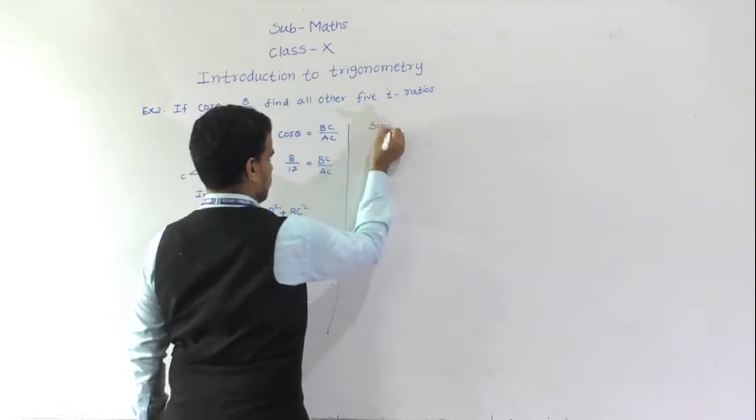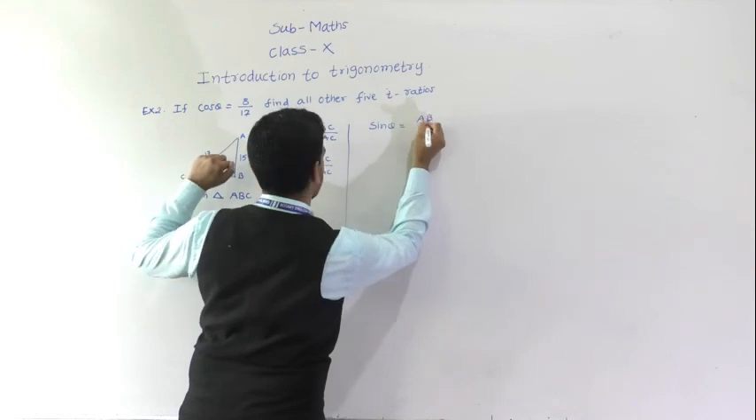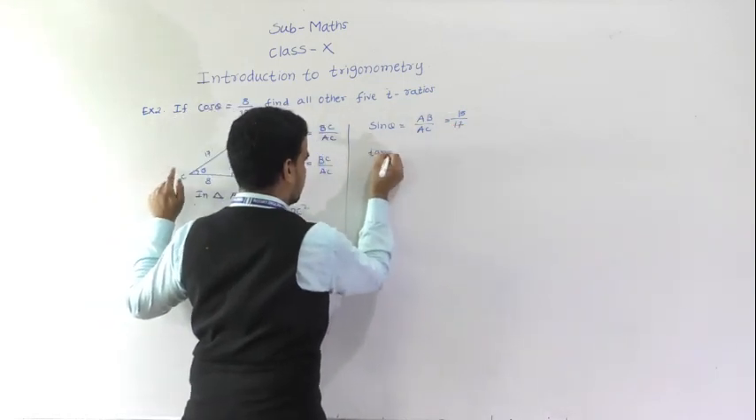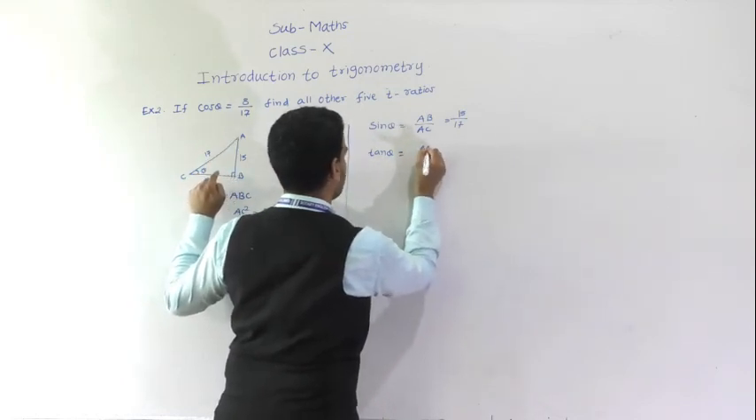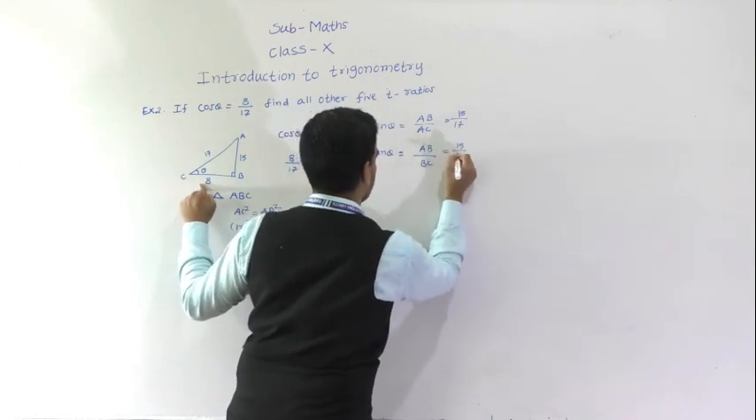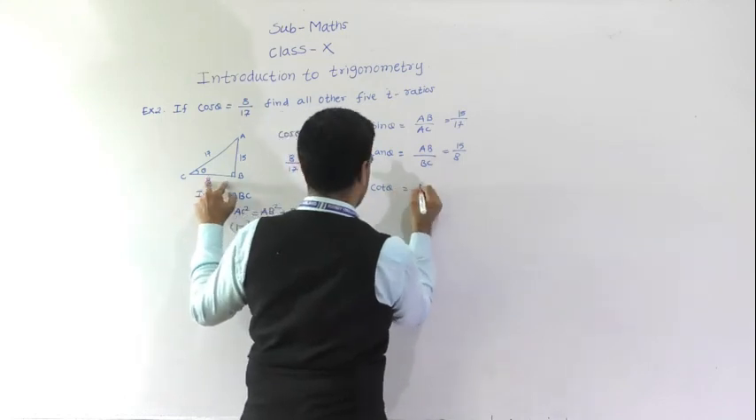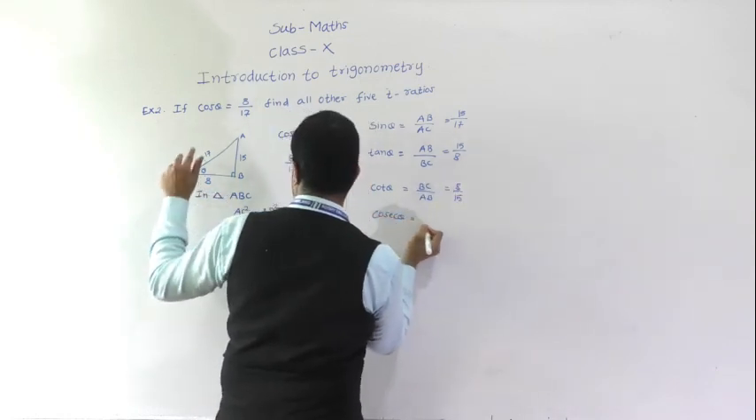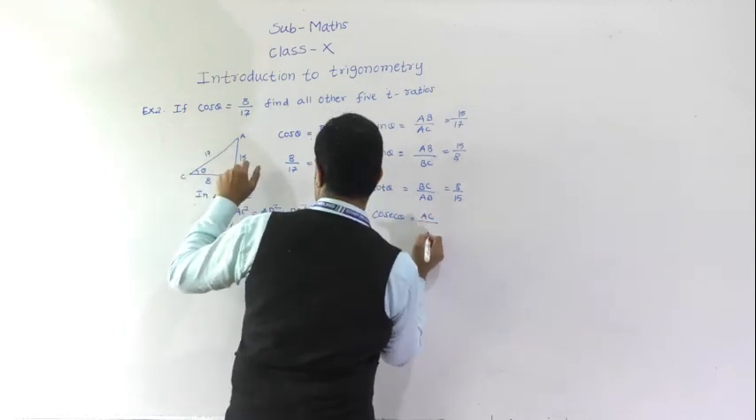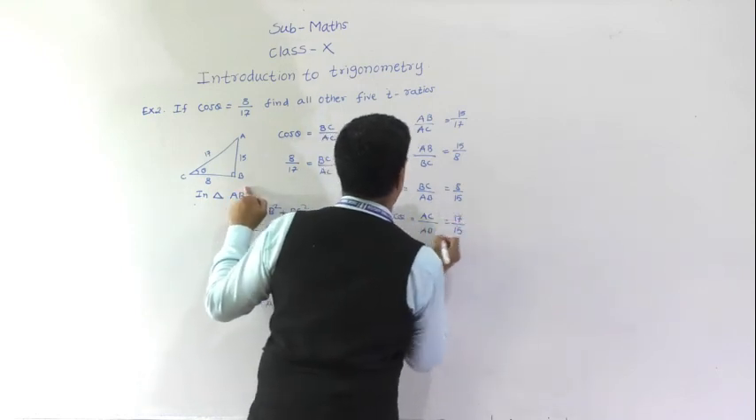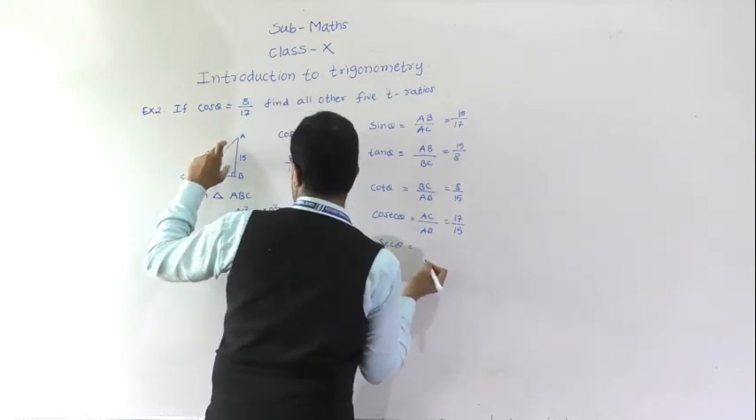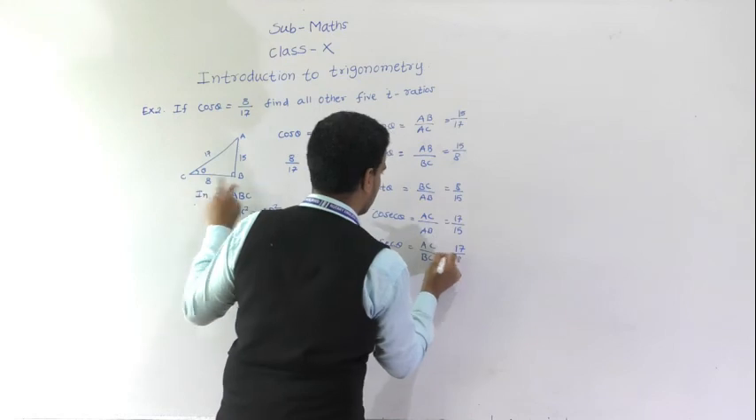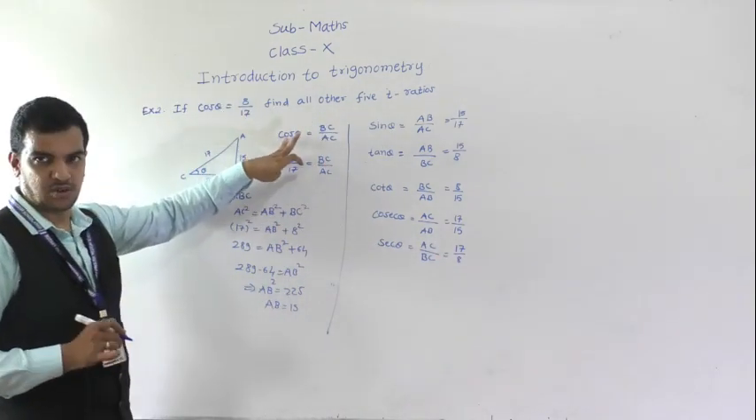So sine theta, that is the opposite side AB divided by AC, so 15 by 17. Cos theta is already given. Then tan theta, opposite side AB upon adjacent side BC, so that is 15 by 8. Next, cot theta, adjacent side upon opposite side. Then cosec theta, that is hypotenuse by opposite side, so hypotenuse is AC, opposite side is AB, so 17 by 15. And sec theta is hypotenuse upon adjacent side, so 17 by 8. So these are the other 5 trigonometric ratios, because cos theta is already given.